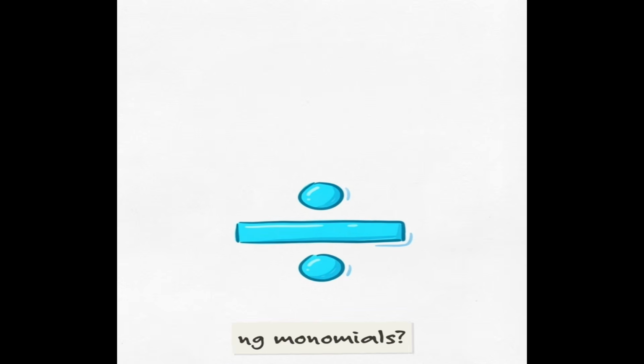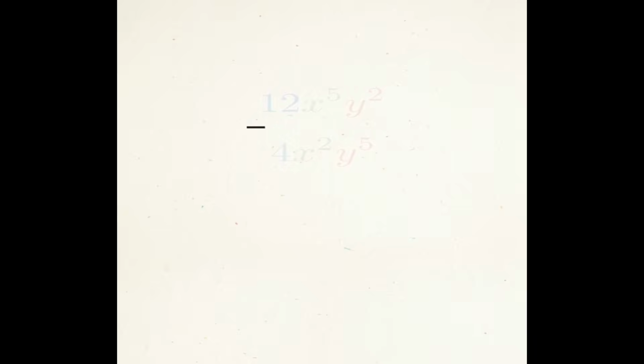Paano nga ba mag-divide ng monomials? The quotient rule of exponents makes it much simpler. Tingnan natin itong example fraction. 12x to the 5th y squared. Next, let's look at the x variables. Dito papasok ang quotient rule. Keep the base x and subtract the exponents. 5 minus 2, we get x cubed.